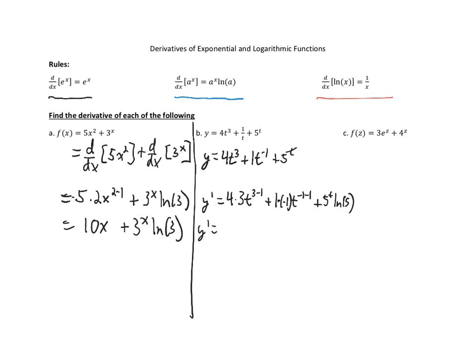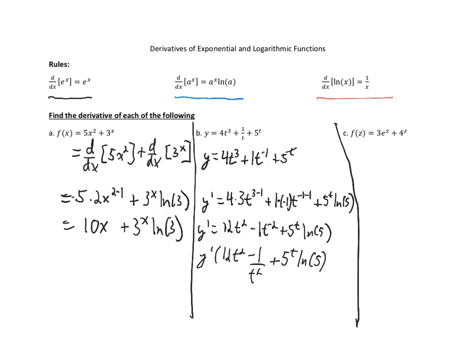So y prime would equal 12t squared minus 1t to the negative 2 plus 5 to the t natural log 5. And the only thing I'd say we can do with this middle term is make that t to the negative 2 positive by dropping it to the denominator. So y prime equals 12t squared minus 1 over t squared plus 5 to the t natural log 5. Okay?